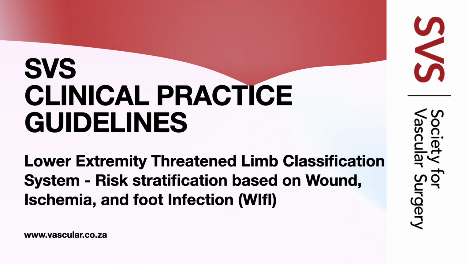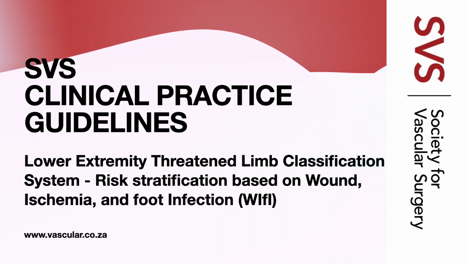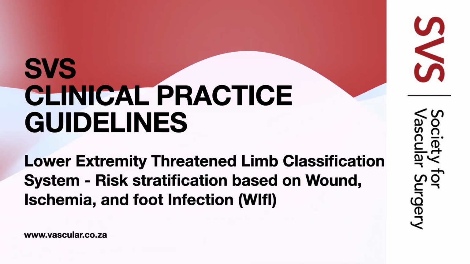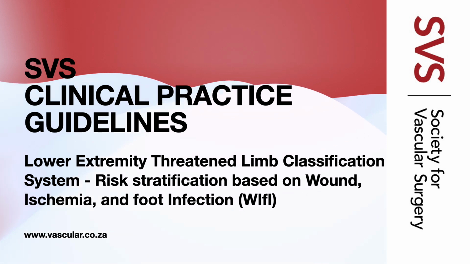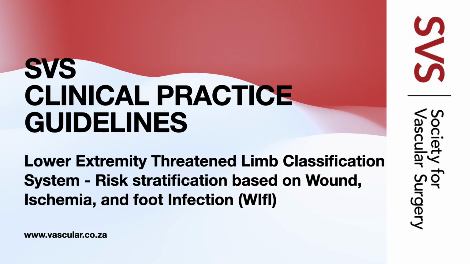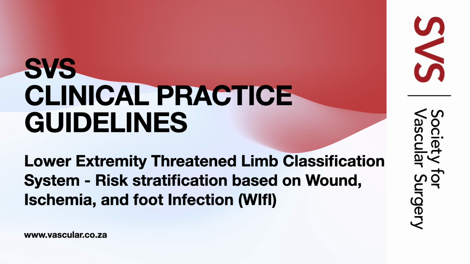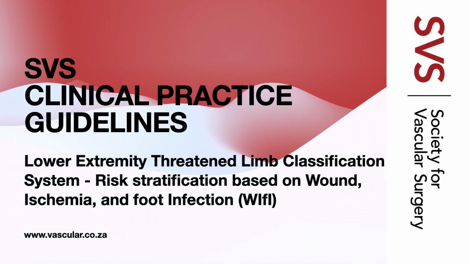So if the old system wasn't built for that reality, what other problems did it have? Well, the other classifications used back then, things like the Fontaine and Rutherford systems, were just too narrow. They really only focused on two main things, either severe pain when you're resting because of the poor blood flow, or visible tissue loss like an ulcer. They just didn't have a good way to factor in how bad a wound actually was, beyond just seeing it was there, or how serious an infection might be.